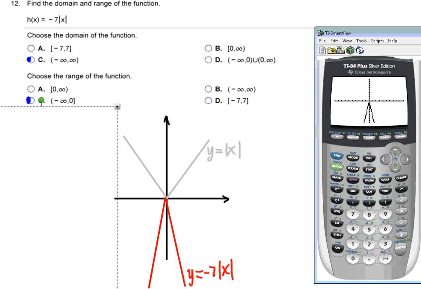Notice it comes up with the same thing that we have. So that's a shortcut of finding negative 7 absolute value of x. Now you can use this graph and determine what your domain and your range will be.